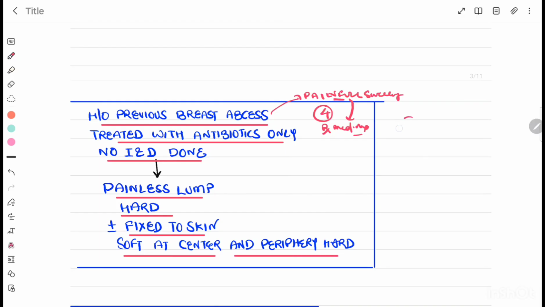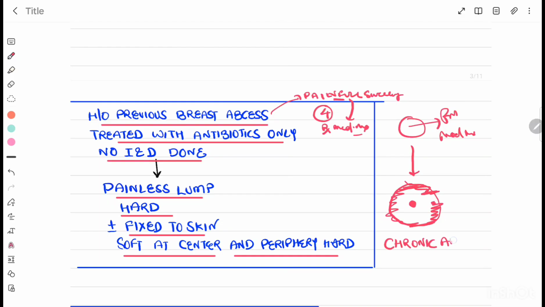So a patient with a painful lump treated with medical management now presents with a painless lump which is soft at the center and hard at the periphery. So this can be a chronic abscess, or another name, antibioma. So this can be the case scenario for the chronic abscess or antibioma. So this is the fourth case.